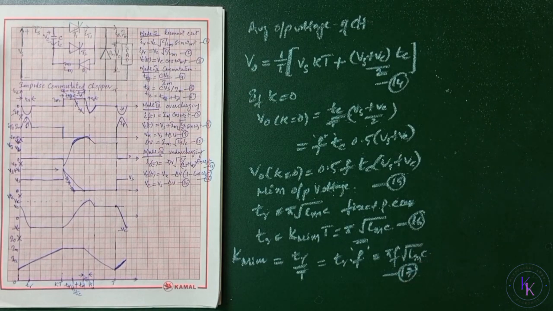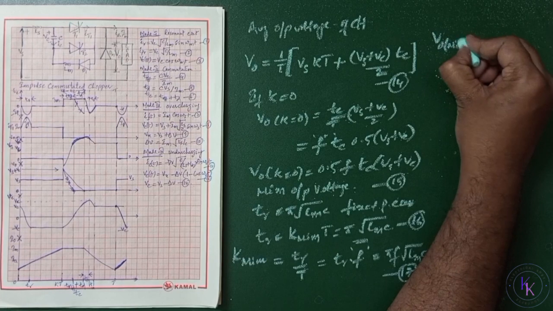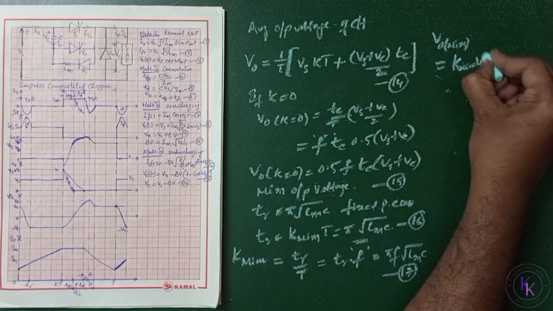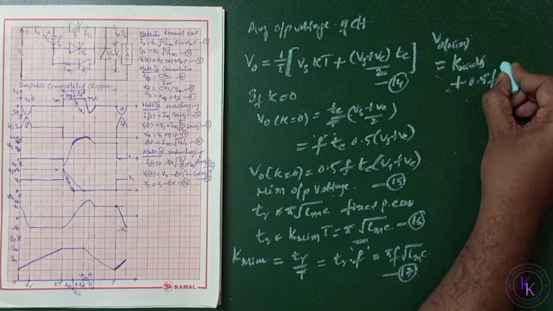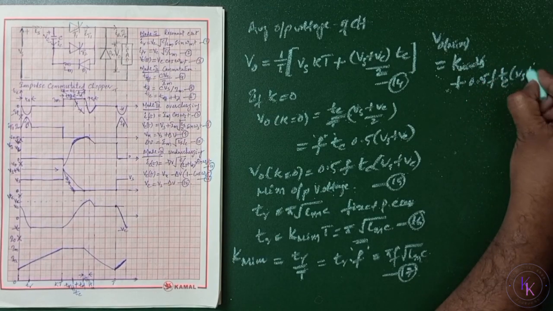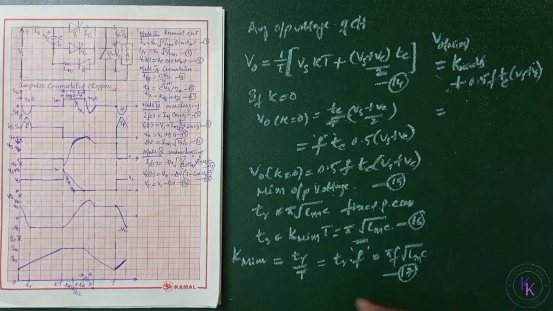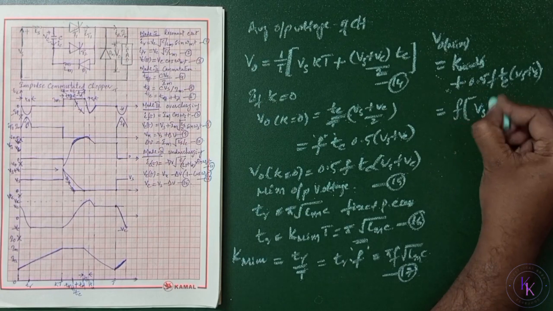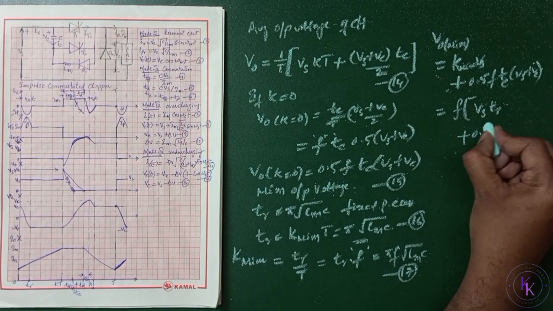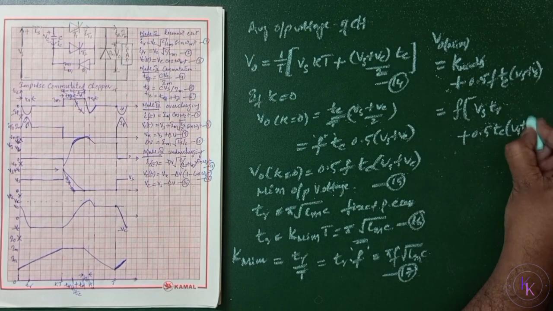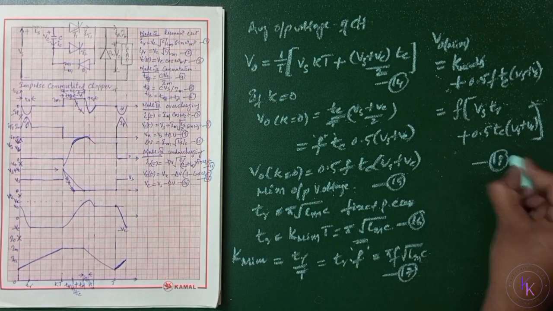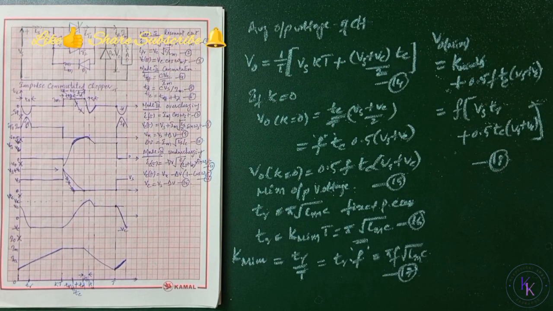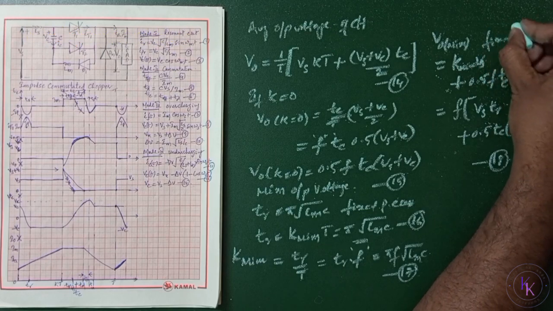The minimum average output voltage, V0 minimum, equals K minimum Vs plus 0.5 f Tc of (Vs plus Vc). Substitute the value of K minimum from equation number 17 and take out the frequency as common: f of [Vs Tr plus 0.5 Tc (Vs plus Vc)]. Let this be equation number 18. So the minimum output voltage V0 minimum can be derived by controlling the chopping frequency, that is f. Normally, V0 minimum is also a fixed value for a particular design.